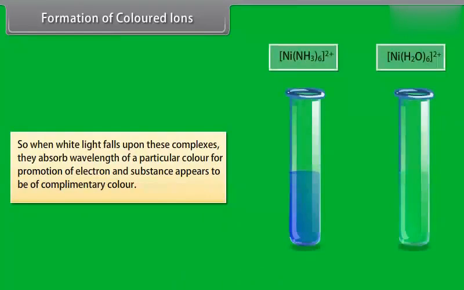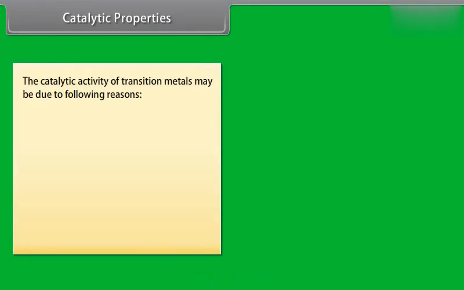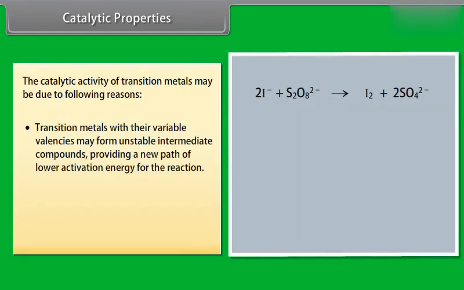So, when white light falls upon these complexes, they absorb wavelength of a particular color for promotion of electron, and substance appears to be of complementary color. Catalytic properties. The catalytic activity of transition metals may be due to following reasons. Transition metals with their variable valencies may form unstable intermediate compounds, providing a new path of lower activation energy for a reaction. For example, iron catalyzes the reaction between iodide and persulfate ions.